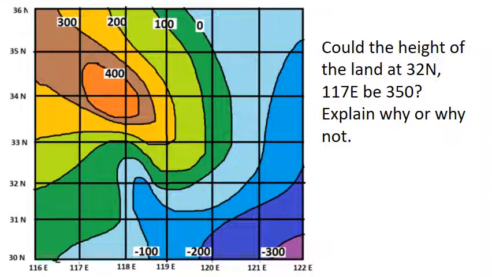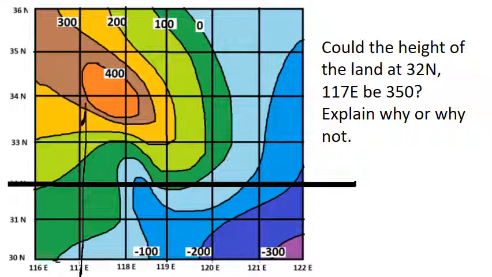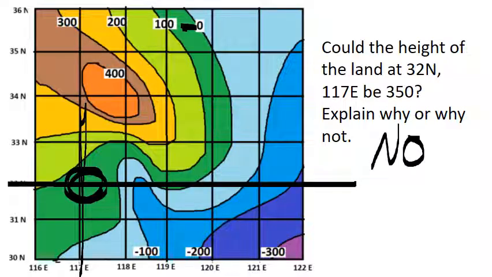It can't be any lower than that because then it would be in a different colored area. Could the height at 32 north and 117 east be 350? So let's find where 32 north is. Here's 32 north and 117 east. So we're looking at this point right here. Well, that point there is in the darker green, and the darker green was the area between 0 and 100. So this point right there inside the circle could not be 350, because 350 wouldn't be in the dark area. So the answer there is no.